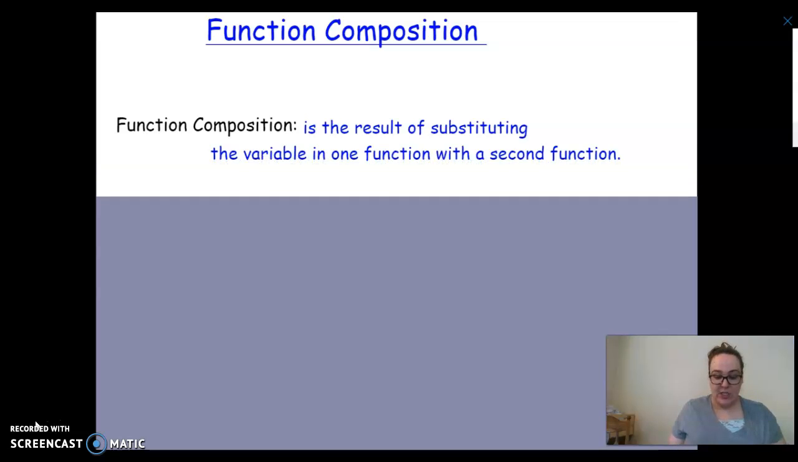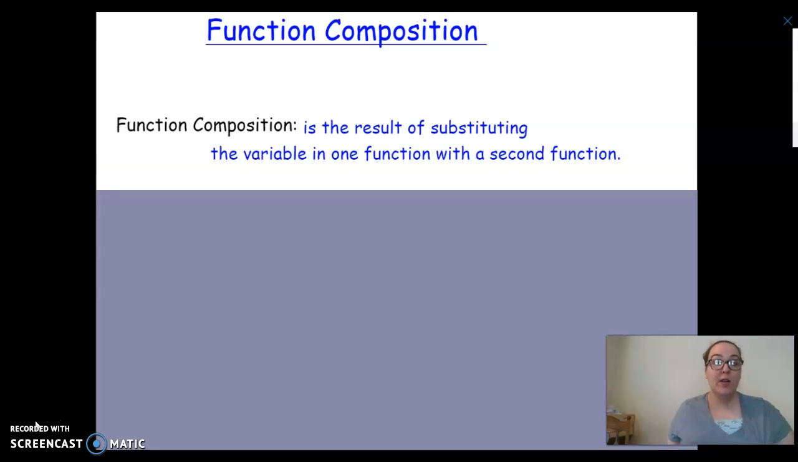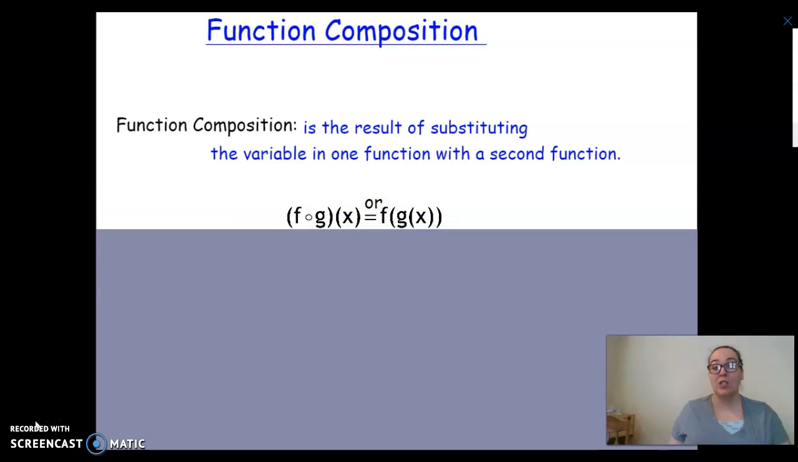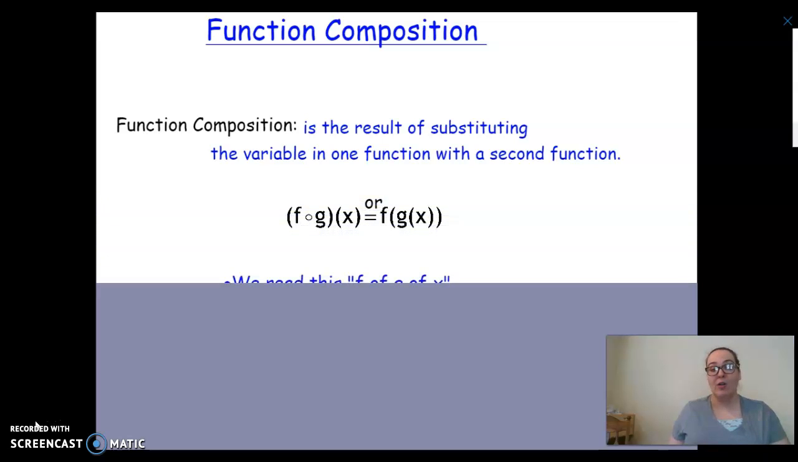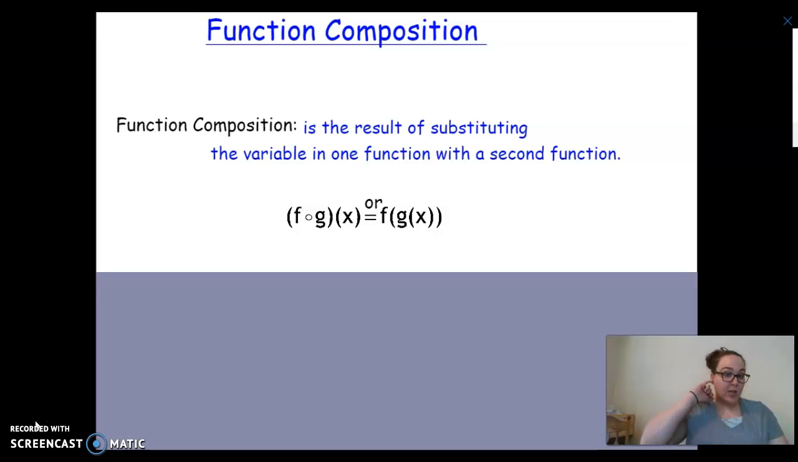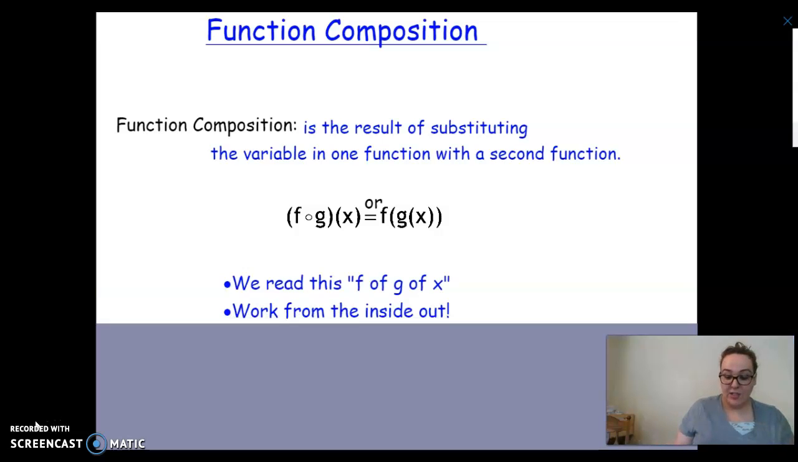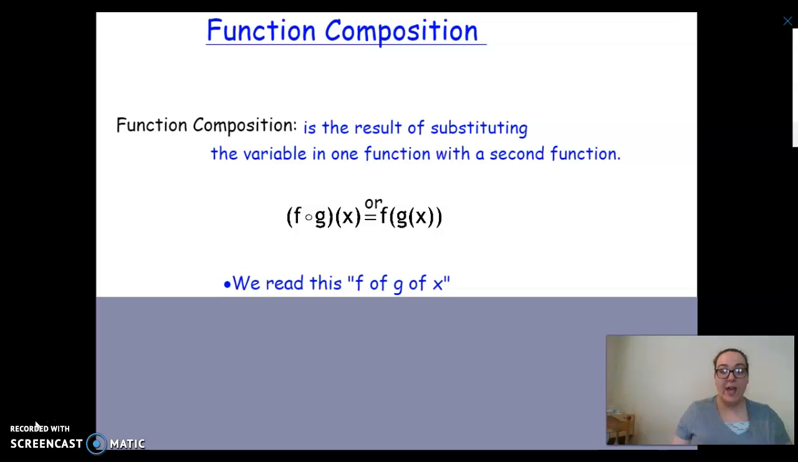Function composition is the result of substituting the variable in one function with a second function. Okay, so here is how it's going to look. So pause it and play as you need to. Okay, so here's how it looks. It has that f of g of x. So that's how it's read. It's read as f of g of x, and it can look either way. It can look like this does here on the left. So f and this little thing means of g of x.